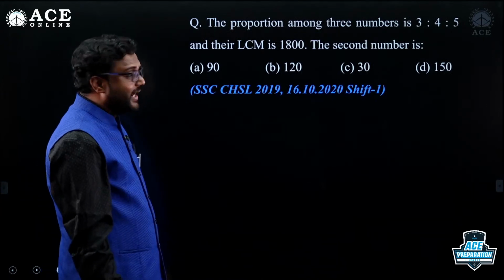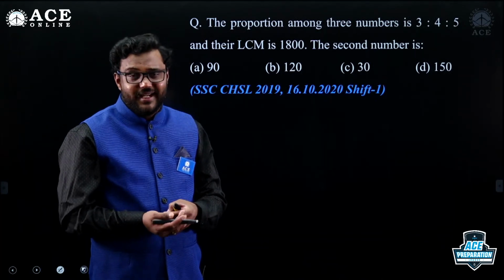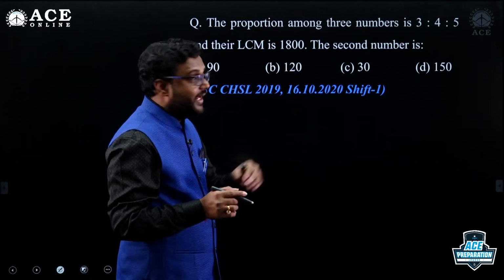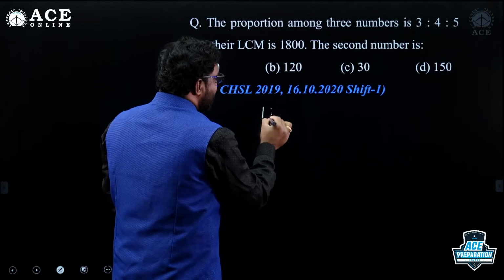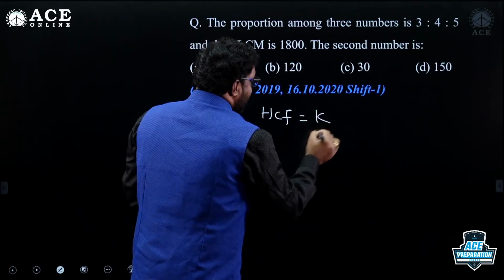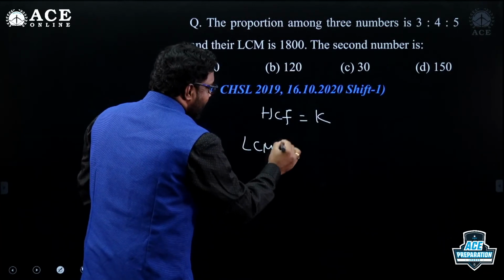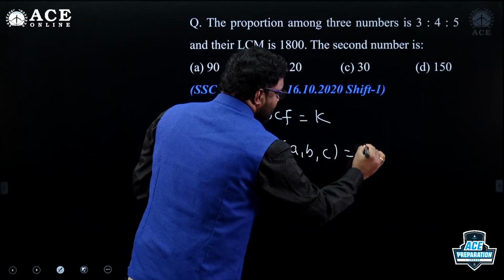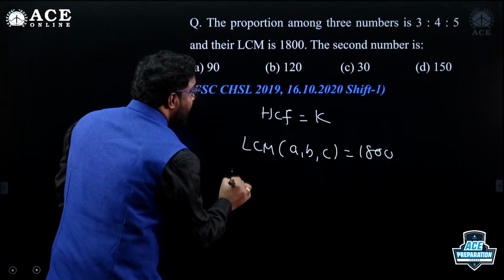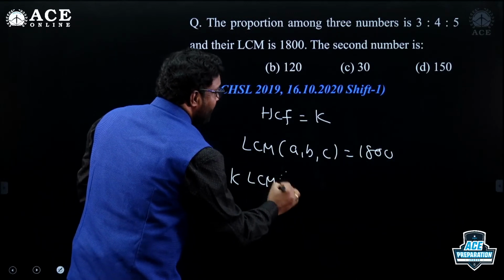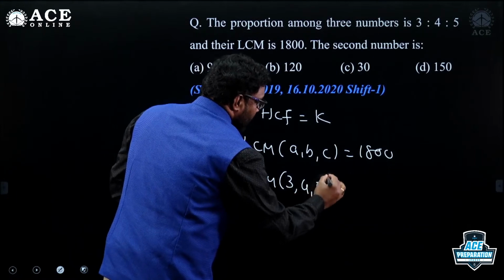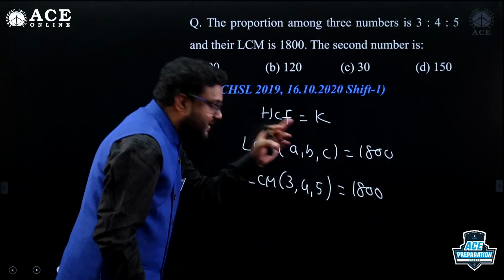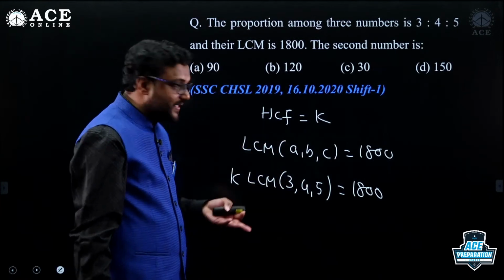Now see the next question, again related to ratio, my dear friends. Now you should speed up. LCM is 1800, they have given. Consider HCF as equal to K. Then LCM they gave us is 1800 for those 3 numbers. Means I can write this as K into LCM for 3, 4 and 5. For 3, 4 and 5, as all numbers are different, we get the product of those only, 60.